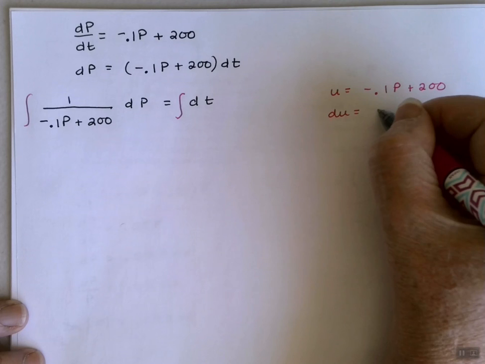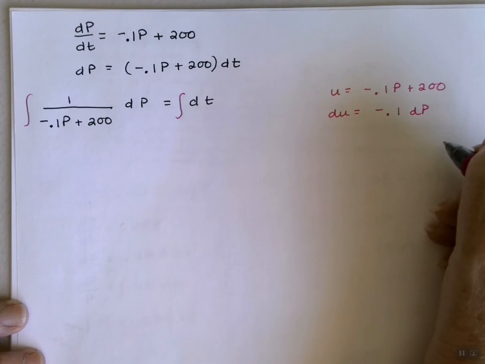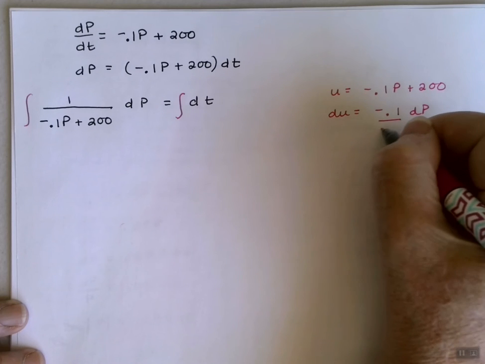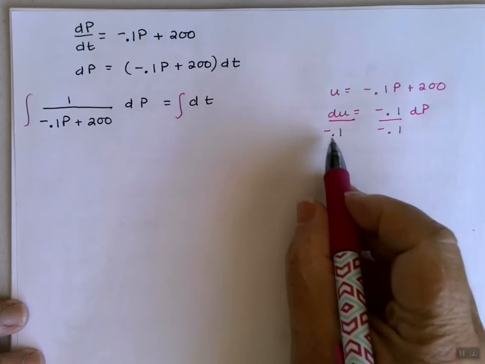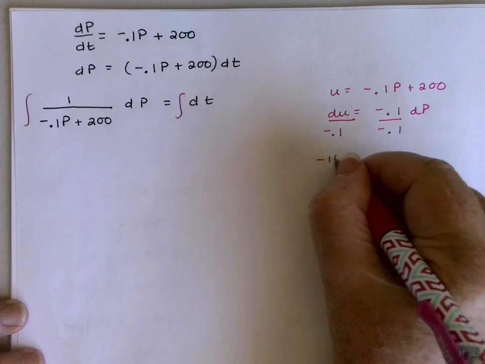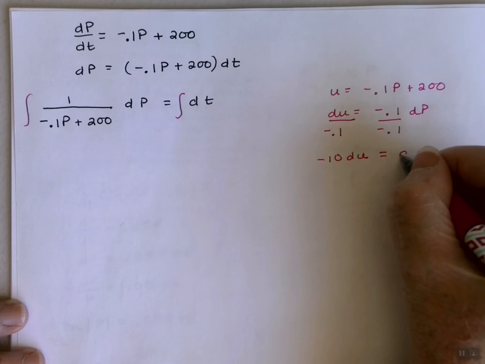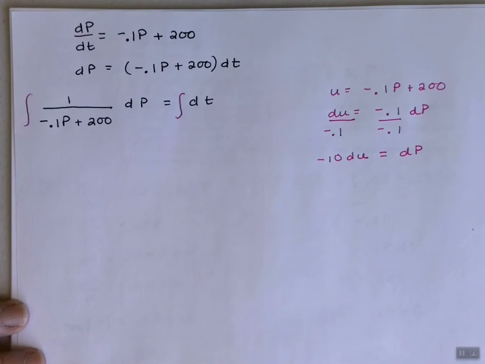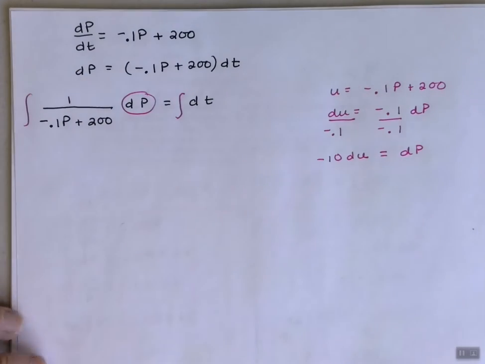So du would be negative 0.1 dp. And if I divide by the negative 0.1, let's see, that would be negative 10 du, dividing by negative a tenth, right? Equals dp. So I'm going to replace this dp with a negative 10 du.